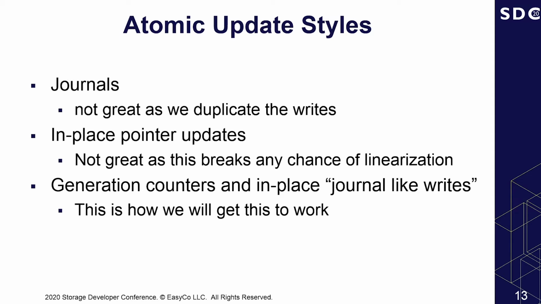A final option is what is called generation counters. A generation counter means you include a counter that increments with each new generation of data. The mount process can then tell which copy of a particular piece of data is valid based on which one is newer. Make the generation counter big enough and it will never wrap.